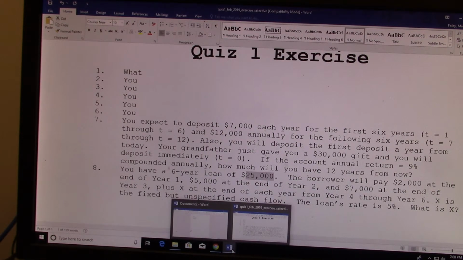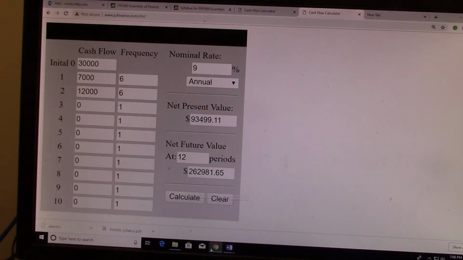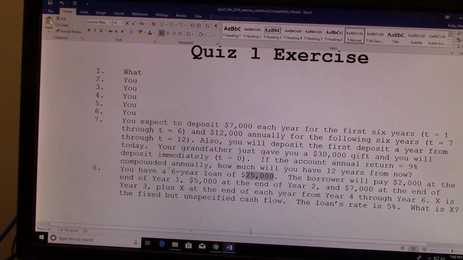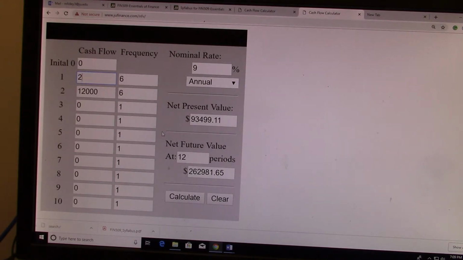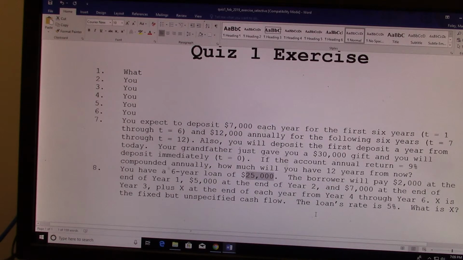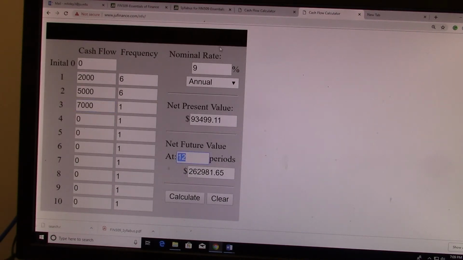Use this calculator. Okay, initial. Let's just put down 0, and 2,000, 5,000, 7,000, and then it's the amount which is unknown from year 4 to year 6, and the loan interest rate is 5%. 5% annual interest rate. Okay, 5%.